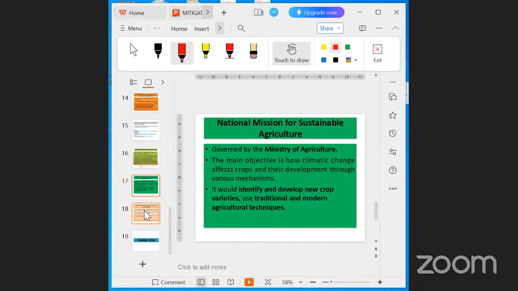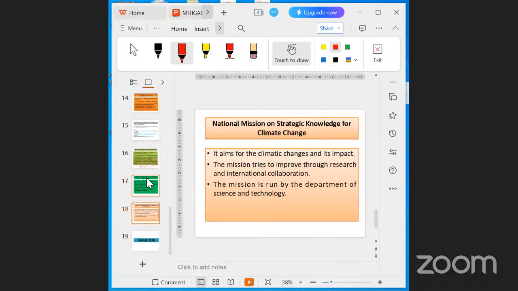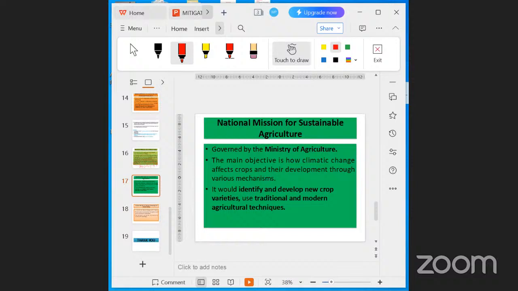And the next mission is sustainable agriculture. This mission is run by the Ministry of Agriculture, right? Ministry of Agriculture. So what is the objective? The main objective is to understand how climate change affects crops and their development through various mechanisms.